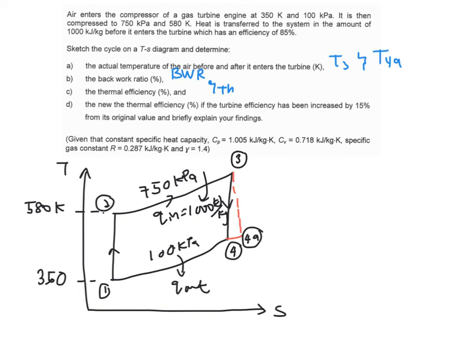So you need to briefly explain your findings based on this 100% efficiency. Yeah, you can show or justify your explanations using calculation as well. Alright, so given to you constant specific heat 1.005, this is at constant pressure, this is specific heat at constant volume, and it's also given to you gas constants and your k value.